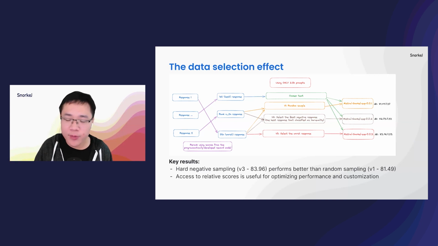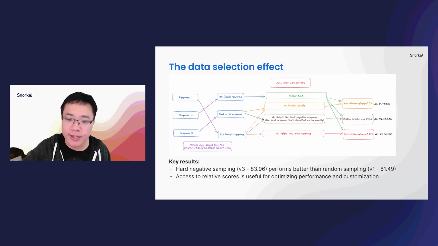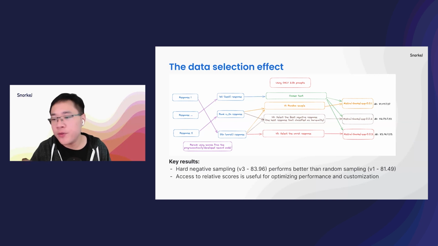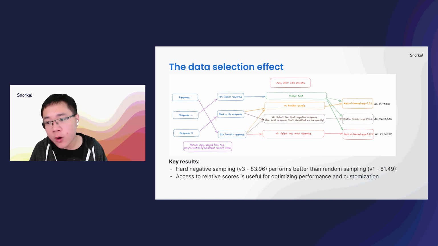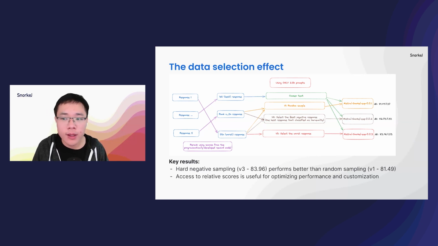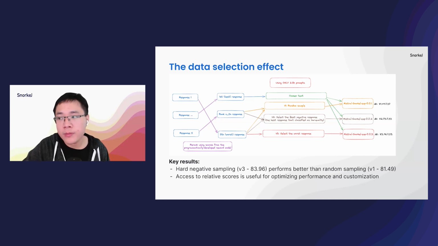So again, same DPO process. We actually see that hard negative sampling, which is version 3, selecting the worst response as a rejected text, is actually performing better than if you just do random sampling. Like you see 84 versus 81.5 score. And the access to a relative score is very useful to optimize performance, and you can do more customization with this. So more benefits if you are still using the reward model.